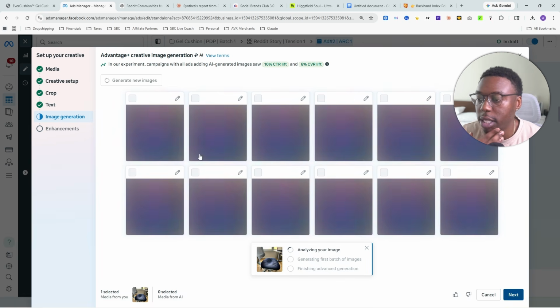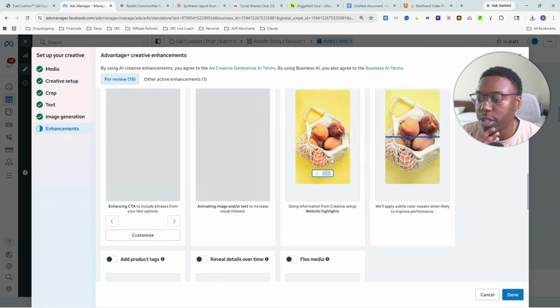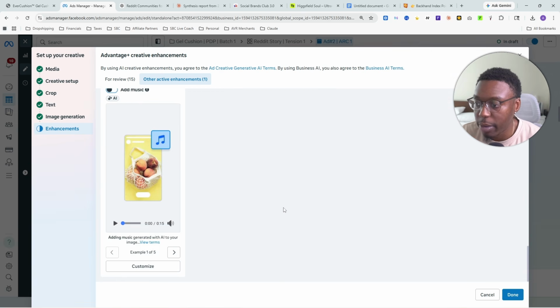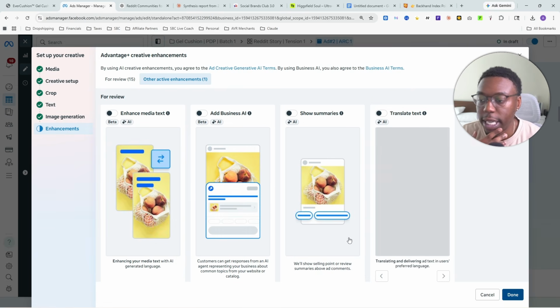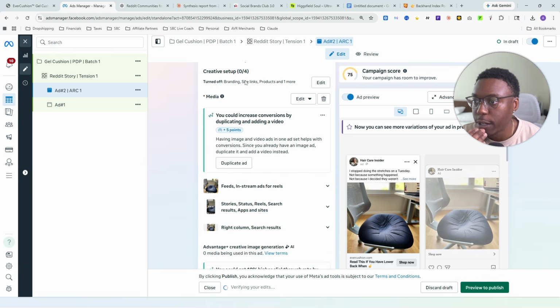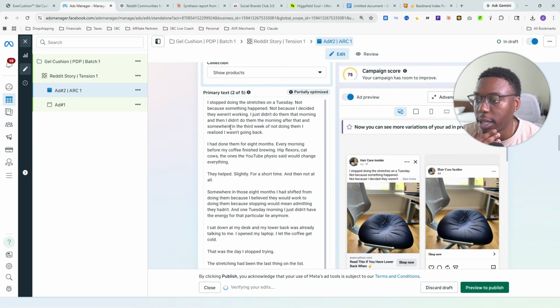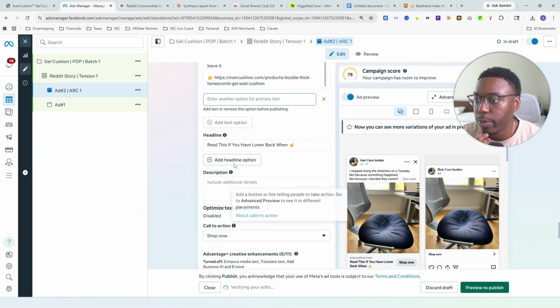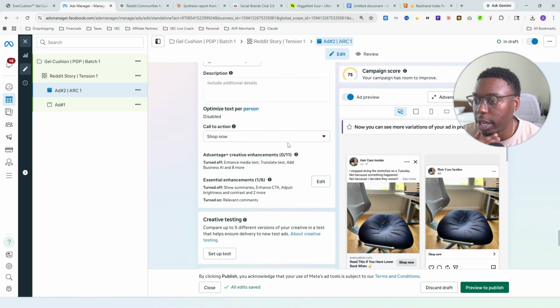Image, we don't want any of these image alterations. Make sure all this stuff is turned off. So you see how it turned off music in the first ad, but it turned back on in the second one. You got to be meticulous about making sure everything is turned off. Hit done. So creative 0 out of 4, great. Story looks good. Image is proper. Boom, boom, boom. We don't need to do a variation there.